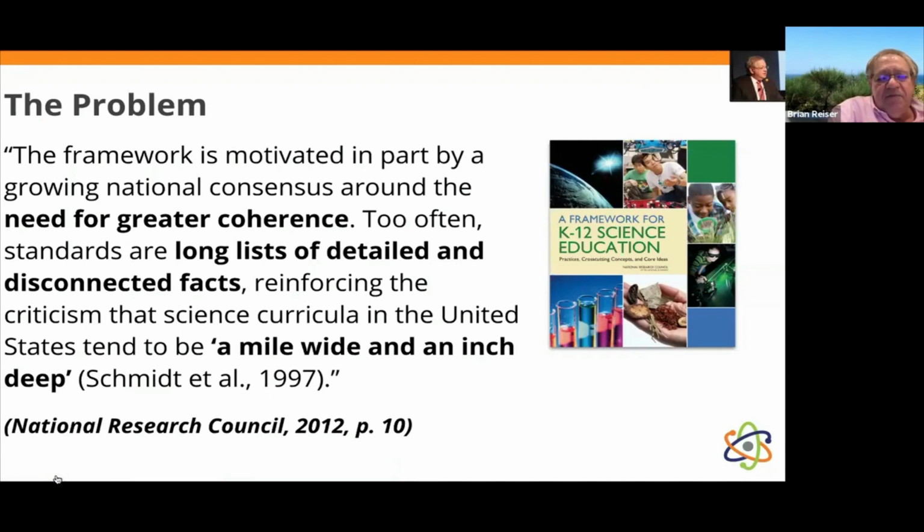So as most folks know, the framework for K-12 science was charged with synthesizing everything we've learned from the last several decades of research about what's working and not working so well in science education in the US. And that informed the design of the Next Generation Science Standards. One big theme that came out was the need for greater coherence. We teach too many different things and not enough depth. The framework talks about long lists of detailed and disconnected facts.